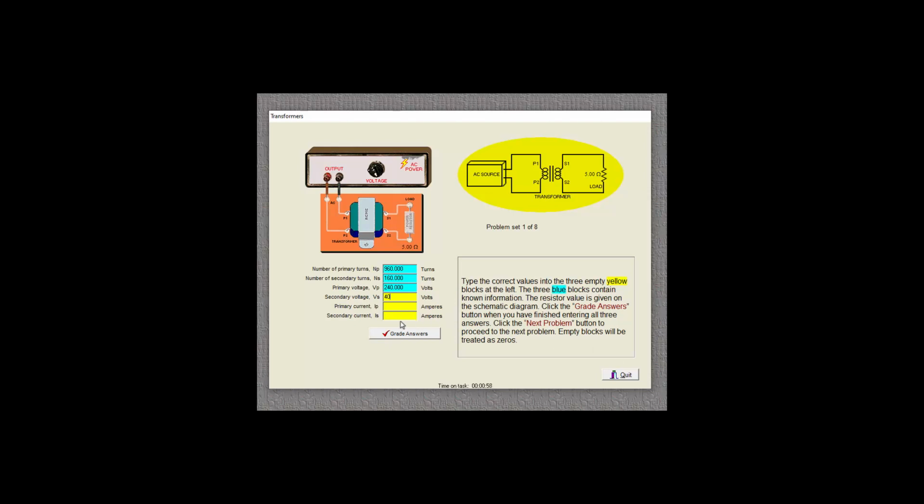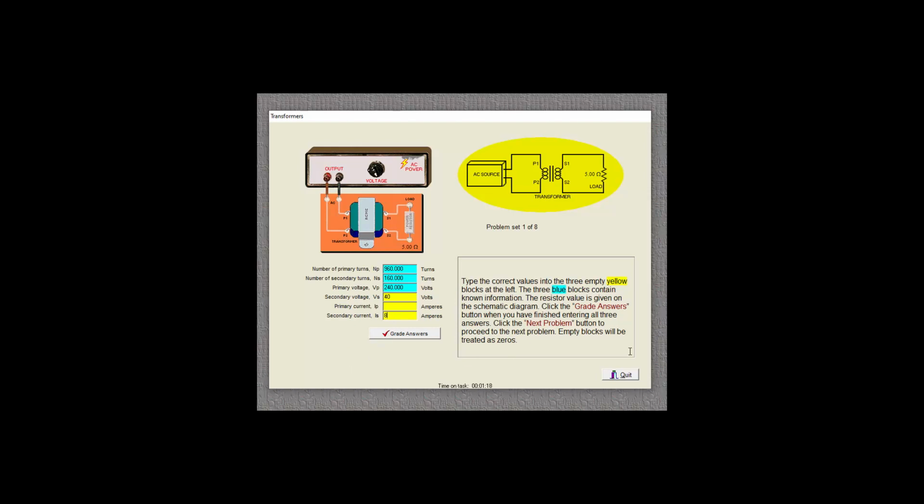So let's go ahead and figure out our secondary current. So we have our voltage. So I equals V over R. So we have 40 volts divided by 5 ohms. And we should have 8 amps.